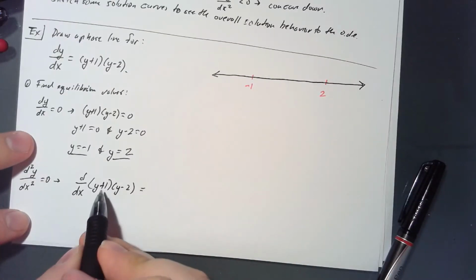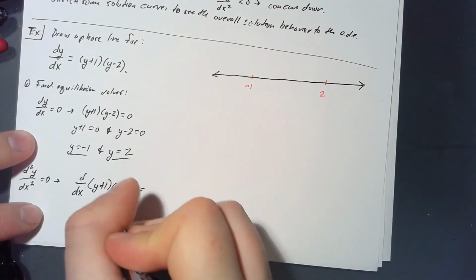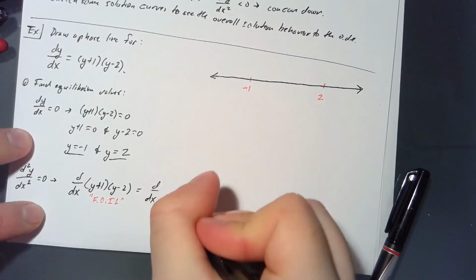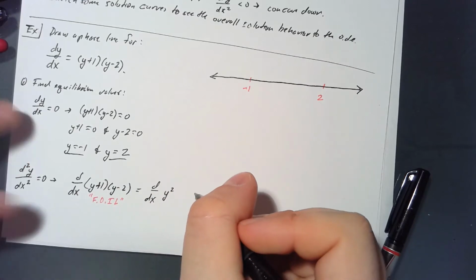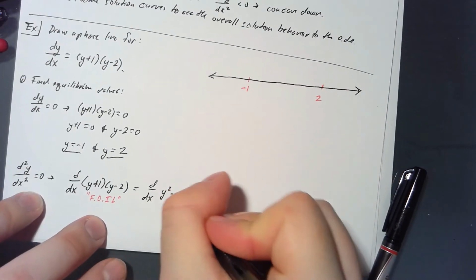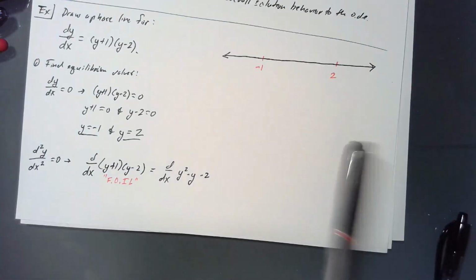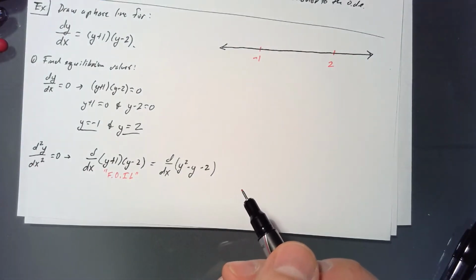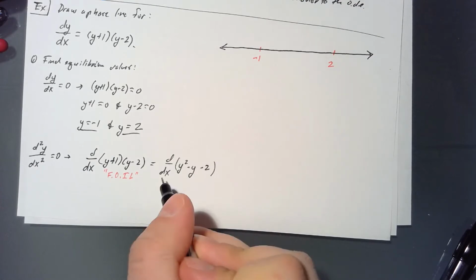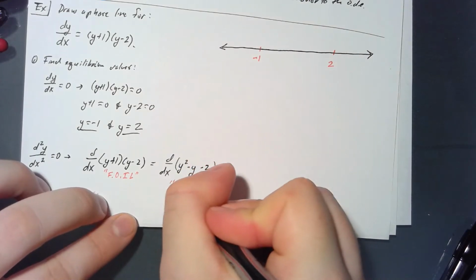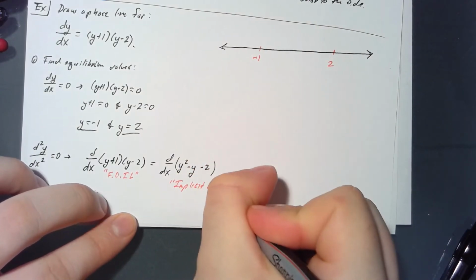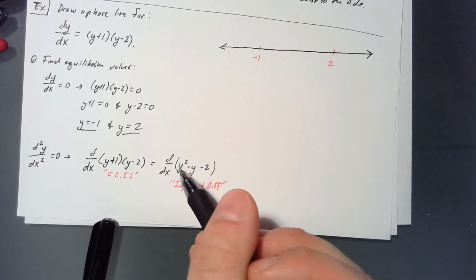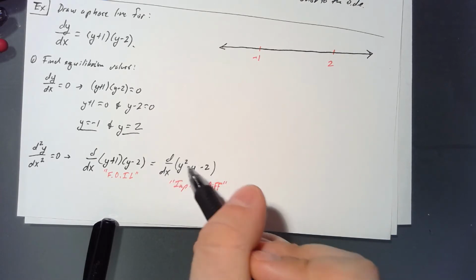So what I'm going to do here is I'm going to distribute, or FOIL, this. You don't have to, but that's what I'm going to do. So I'm going to have the derivative of, when I FOIL this, y squared minus y minus 2. So now when you take the derivative of this polynomial with respect to x, you're doing implicit differentiation. So when you do implicit differentiation, you're treating this like the chain rule, and then you just tack on a y prime.